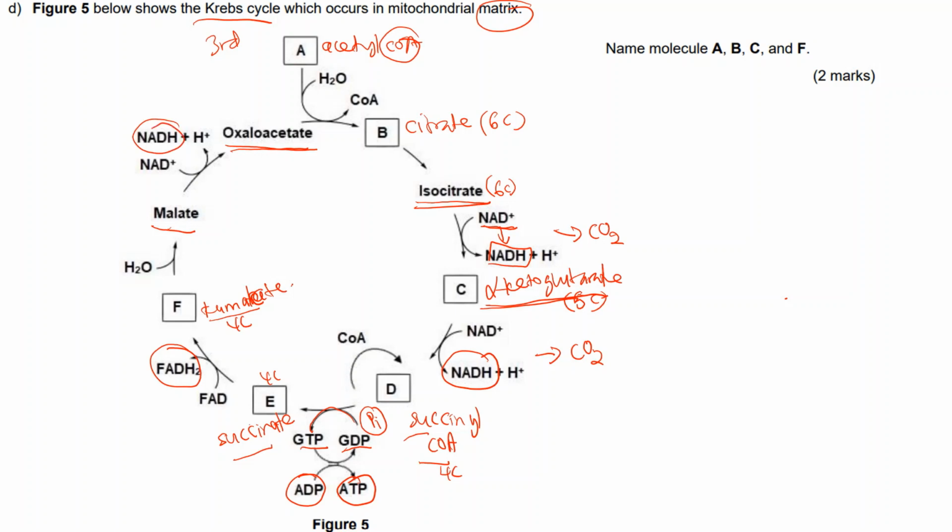So for question D, name molecule A, B, C, and F. We have named all the molecules actually. A is acetyl-CoA, B is citrate, C is alpha ketoglutarate, F is fumarate. The question is 2 marks, so it means that for every 2 correct answers, you get 1 mark. 2 correct answers for 1 mark.